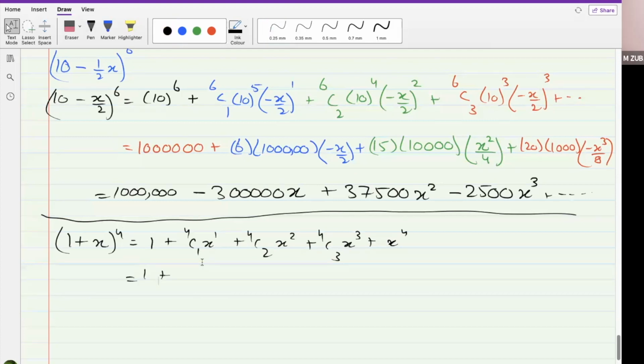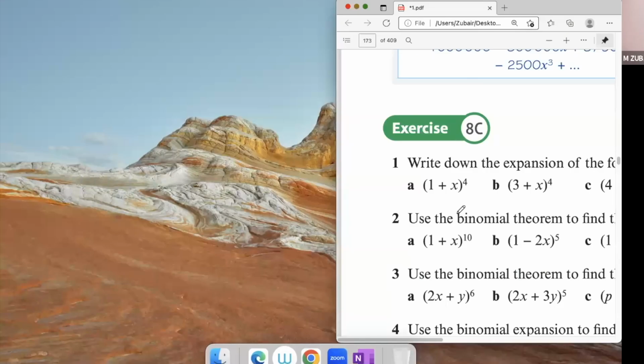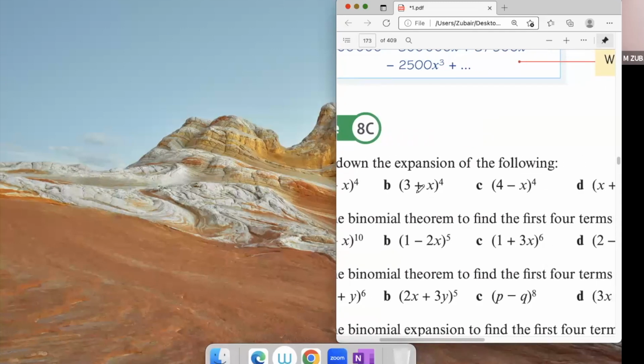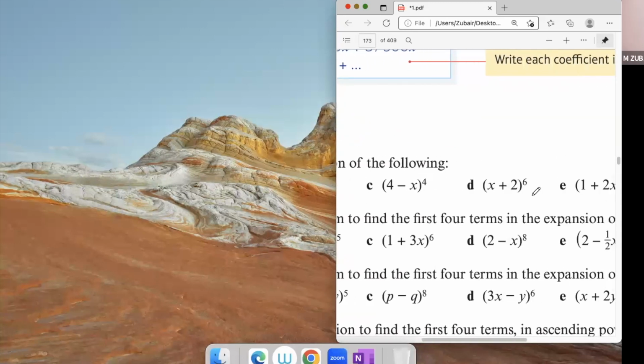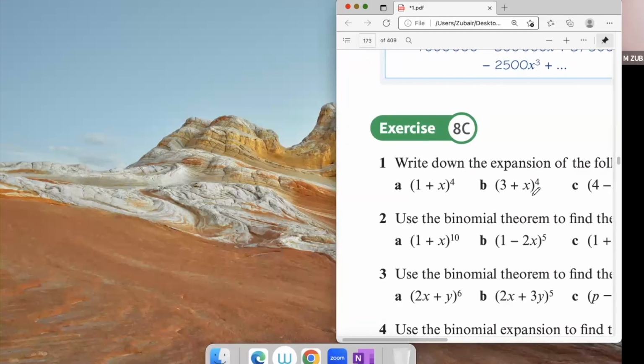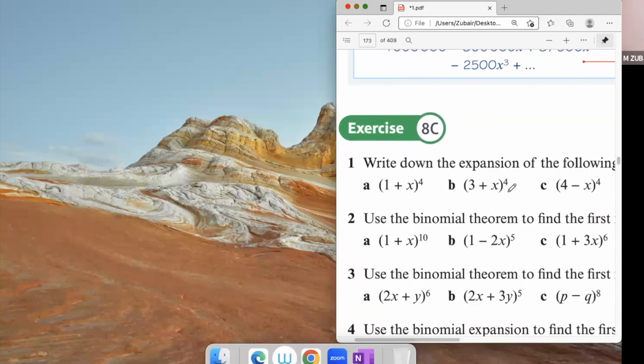So 1 plus 4C1 is 4, 4x, plus 4C2 is 6, x squared, plus 4C3 is 4 again, that is 4x cubed, plus x^4. Now, if you notice, all the questions had power 4 in our practice question, exercise 8C. All these powers are 4, so actually nC1, nC2, nC3, I can use these values.